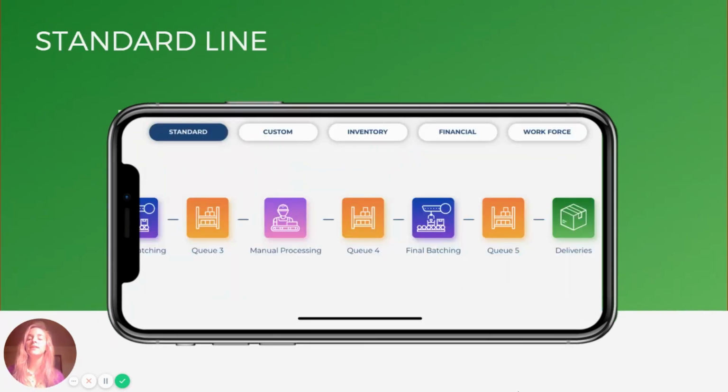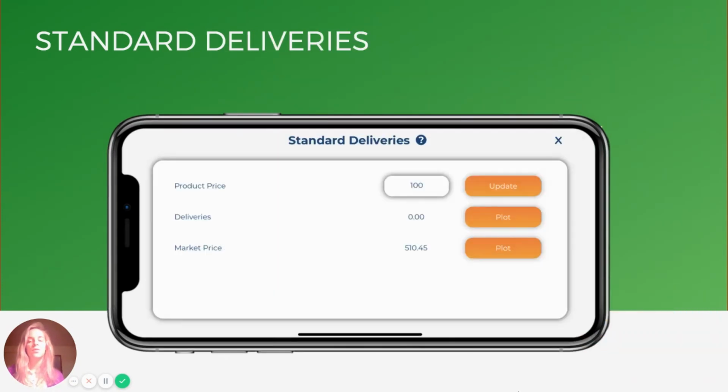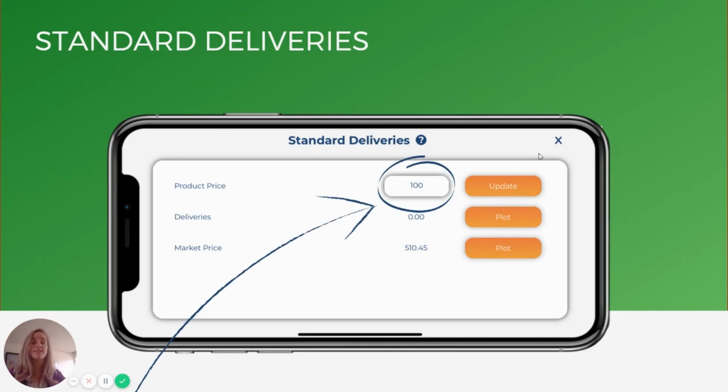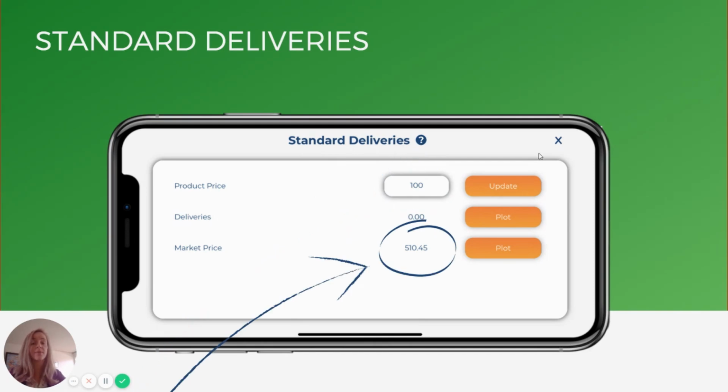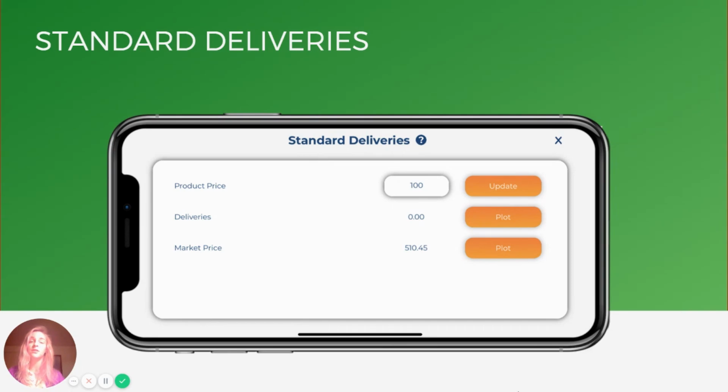Now let's find our way to the standard line for the pricing there. Again, we'll go to deliveries. When it comes to your standard line, you pick your product price, keeping in mind how the market is behaving. If your price is too low, you may be selling more, but at smaller margins. On the other end, if it's too high, you mightn't be selling much at all and could be losing out on potential earnings. Here we can see that our product price is rather low in comparison to the current market price of over $500.